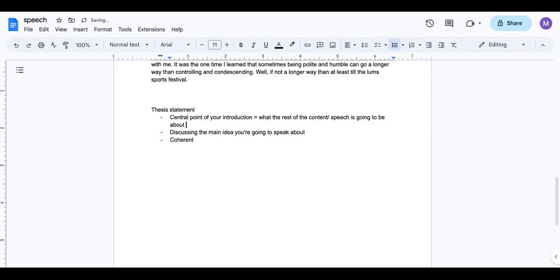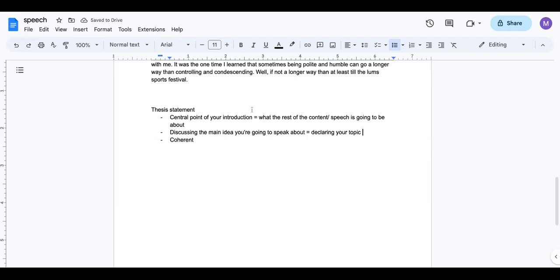Discussing the main idea you're going to speak about. So let's say if my main idea is friendship, then I have to shed light on that, that this is what I'm going to be talking about. Because if I take the topic from the sample, it's very clear that it could just mean that it could be about betrayal as well, or about reminiscing over memories, or about overthinking. So discussing the main idea you're going to speak about is basically declaring your topic, whatever you're going to discuss.